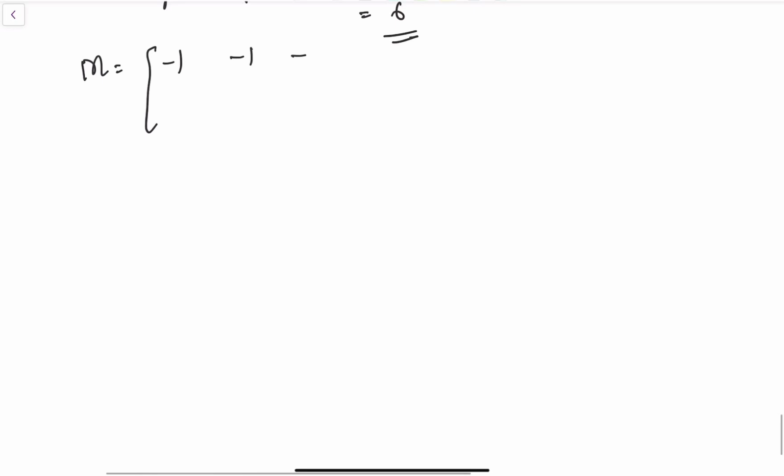Whatever new values you have gotten, you have to write them in the matrix. So that is the minor: 2, minus 4, minus 3, minus 5 and 6. Now the first step is done.